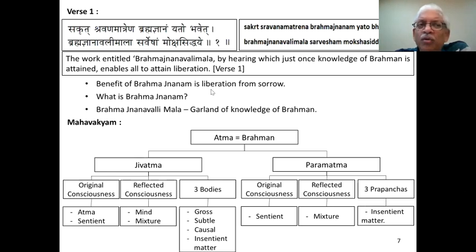Don't get confused. It only means that it is an unmanifest condition of this universe. I don't know myself in sleep, and I also don't know the universe in sleep. I don't know who I am. I don't know that I am Atma in sleep. That is why it is called avidya. The Maya means there is a power which covers the Atma.